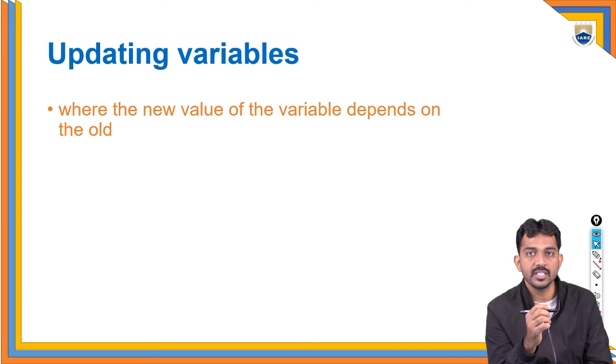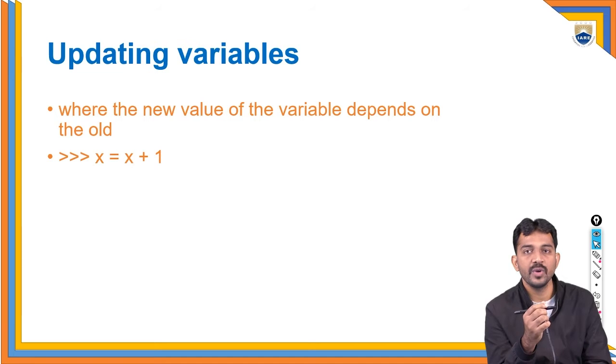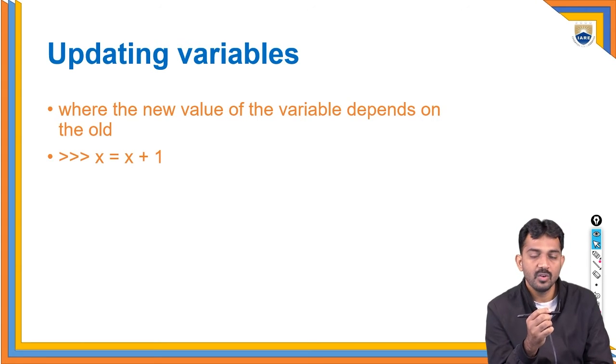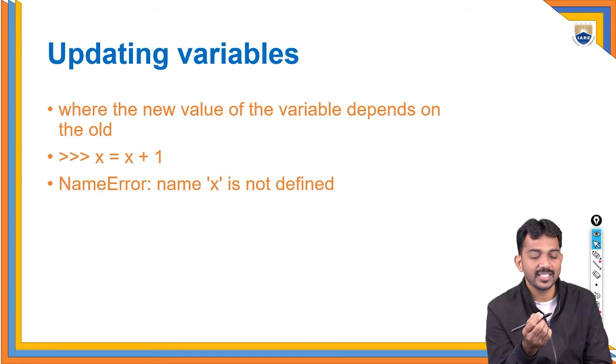Updating the variable. When the new value of the variable depends on the old value, you know very well: x equal to x plus 1. What is the error here? What is the error here? First, x is not defined earlier.